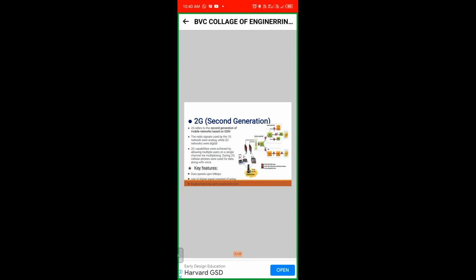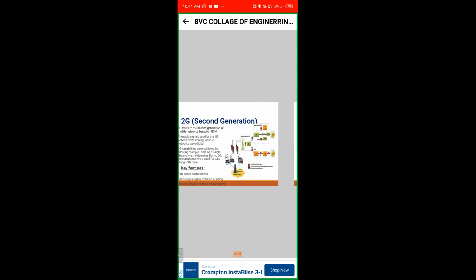Coming to the second generation of wireless technology, 2G refers to the second generation of mobile network based on GSM. The radio signals used by the first generation were analog. 2G capabilities were achieved in multiple uses on a single channel, like voice, audio, video, switches, etc. Coming to the features of the second generation, data speeds up to 64 kbps. It uses digital signals with analog modulation, and it enabled SMS and MMS. It contains more than one mode.